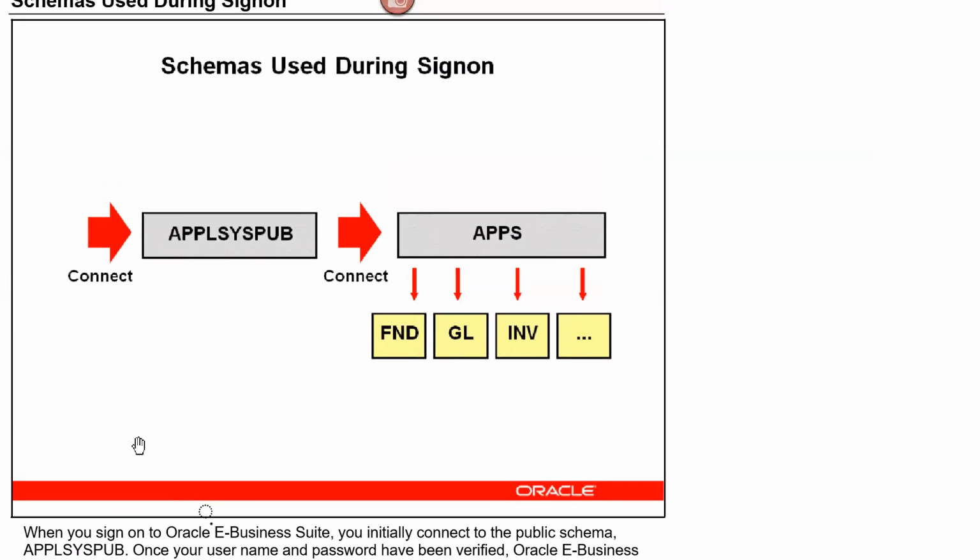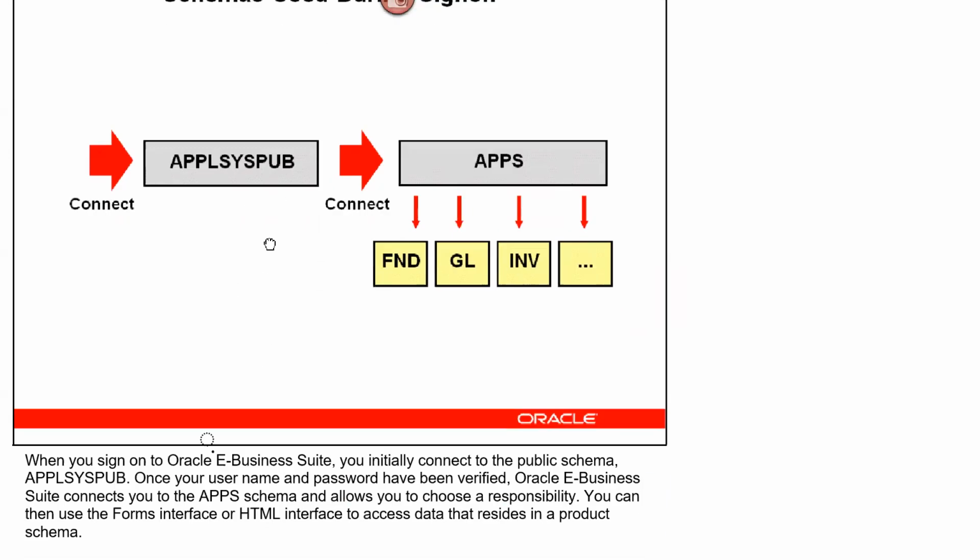Very good diagram. So once any user connects, first he connects to APPLSYSPUB. APPLSYSPUB is not an owner of any table, but there are some tables, like FND_USER, that APPS has granted to him. So he gets logged in. The user will enter sysadmin, so he enters the username and password, and it gets validated. Once validated, he connects to the APPS schema. After that he can access any of them. So only the main authentication is done by APPLSYSPUB.